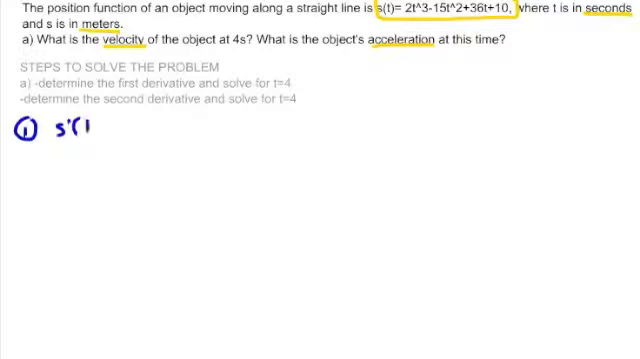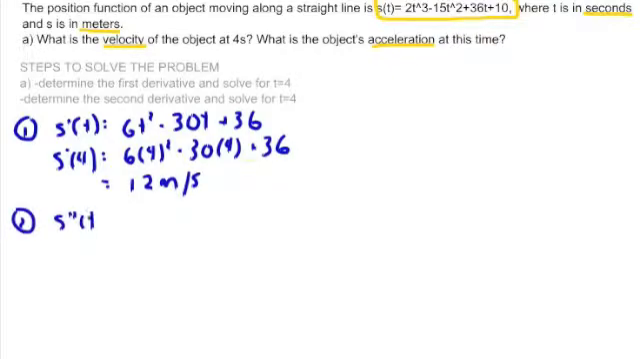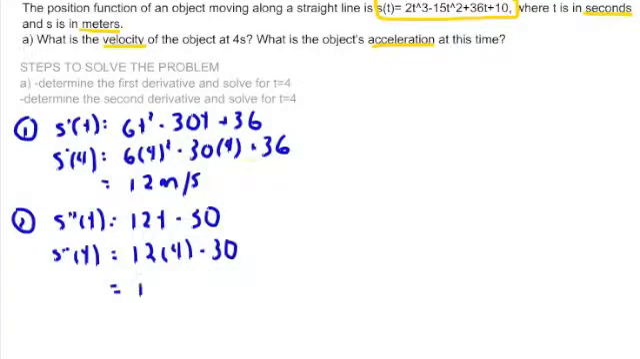So s prime of t is equal to 2 times 3t squared minus 15 times 2t plus 36. When we plug in the value of 4, we get 6 times 4 squared minus 30 times 4 plus 36. The object's velocity at 4 seconds is equal to 12 meters per second. s double prime of t is equal to 6 times 2t minus 30. You plug in the value of 4 and you get 18 meters per second squared.